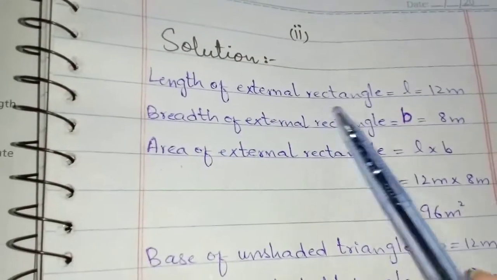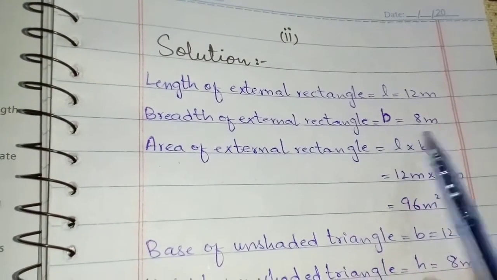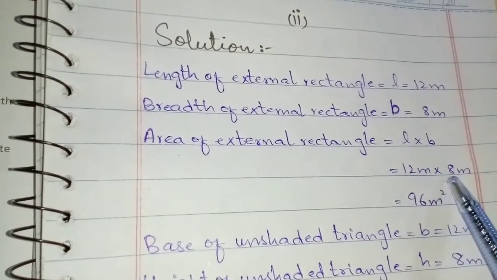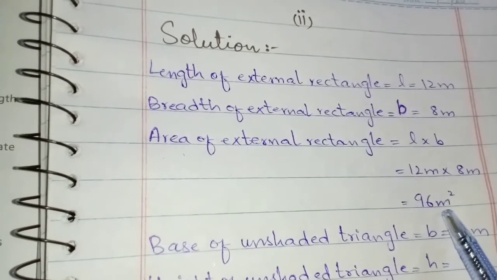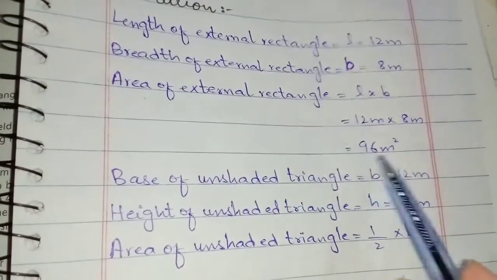The length of the external rectangle L is equal to 12 meter, and the breadth of the external rectangle is equal to 8 meter. So the area of the external rectangle is equal to length multiplied by breadth, that is 12 meter multiplied by 8 meter, which is equal to 96 meter square. So the area of the external rectangle is 96 meter square.